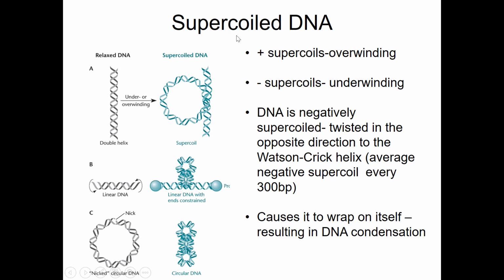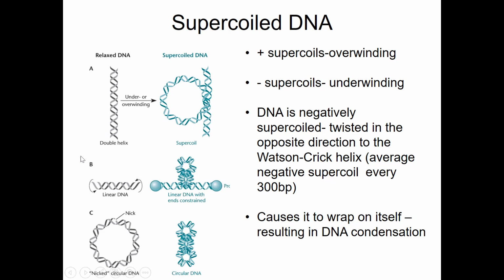Positive supercoils are defined as an overwinding of the DNA, and negative supercoils are defined as an underwinding of the DNA. Within the cell, the DNA is negatively supercoiled, meaning that it's underwound, or twisted in the opposite direction to the Watson-Crick helix. On average, there's a negative supercoil present every 300 bases in the E. coli genome. This supercoiling causes the DNA to wrap upon itself, resulting in compaction of the chromosome, or DNA condensation.